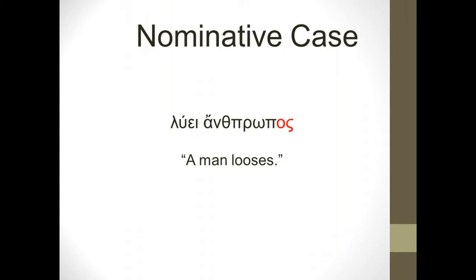But we don't say in this sentence, he looses a man, because I know that anthropos, that omicron sigma ending that ends anthropos, is my key to know that that is the nominative case, that is the subject. So even though the sentence is sort of mixed up as far as word order goes, I know that it actually reads, a man looses. So the nominative case is the subject of the sentence, and that is the one that you're always going to want to identify in the sentence so you know who or what is the subject of the verb in that sentence.